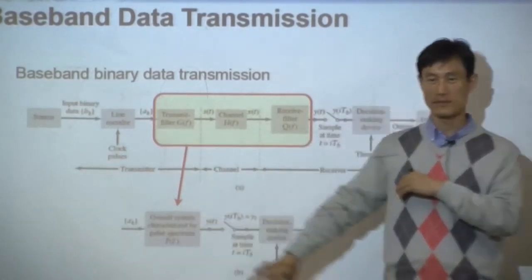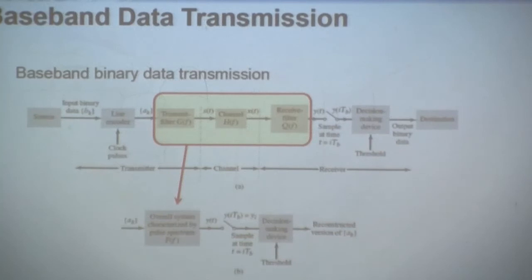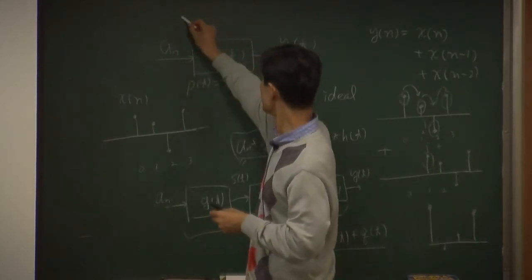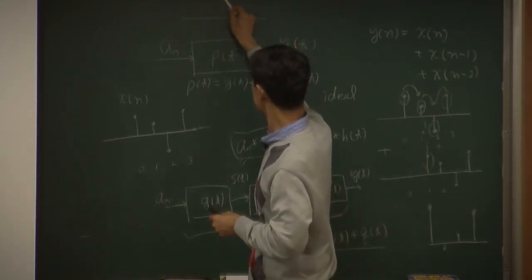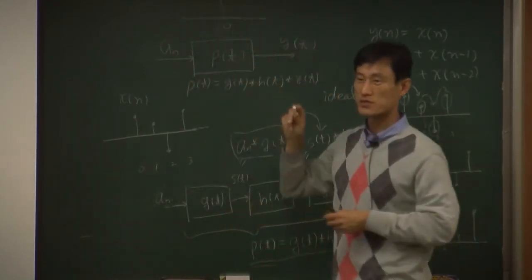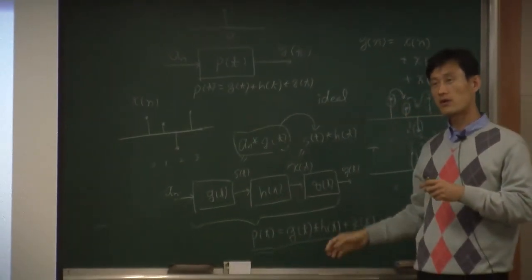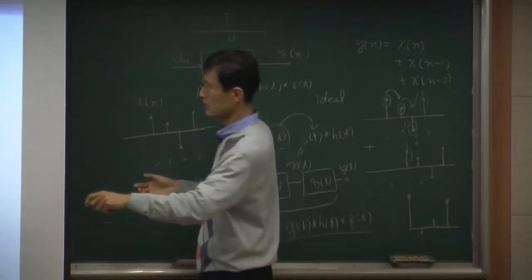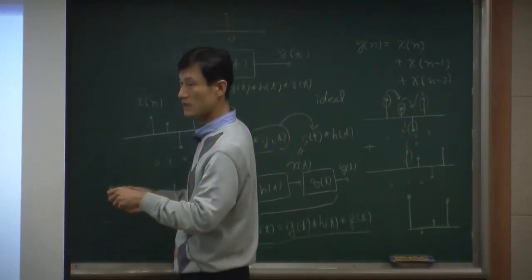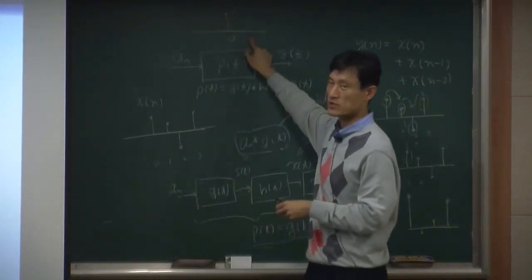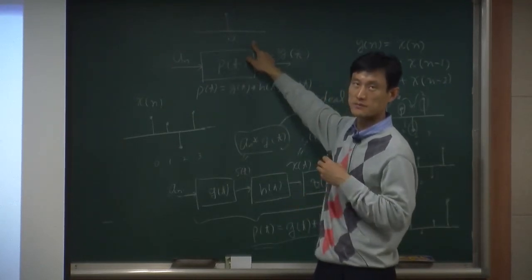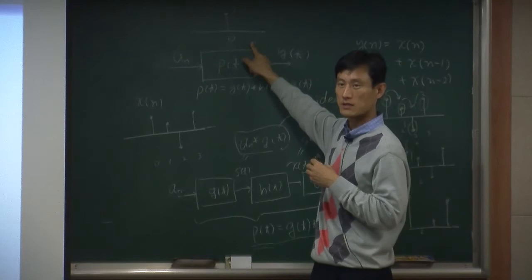or p(t). And what is the ideal p(t)? Ideal p(t) should have this impulse response. So our goal here is to make this whole group, like a p(t), have this impulse response. That's our goal.